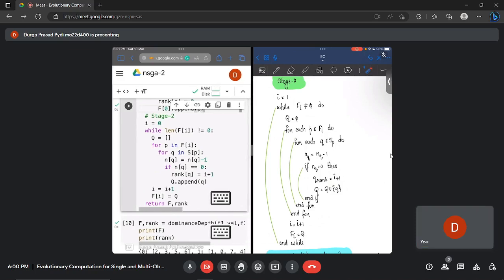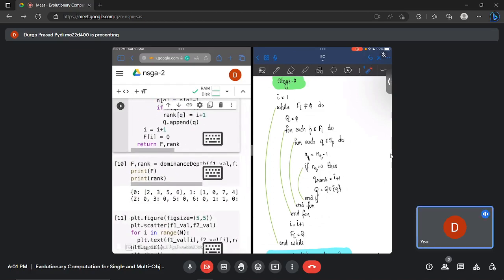Here this dominance depth is nothing but finding the d values. Finding not d values. D values is your distance. Dominance depth is essentially finding your rank. In addition to finding your rank, if you are aware of breadth first search in graph theory, basically what we are saying in dominance depth is you take a locus of all rank 1, then a locus of all rank 2, and a locus of all rank 3. That is what this is.